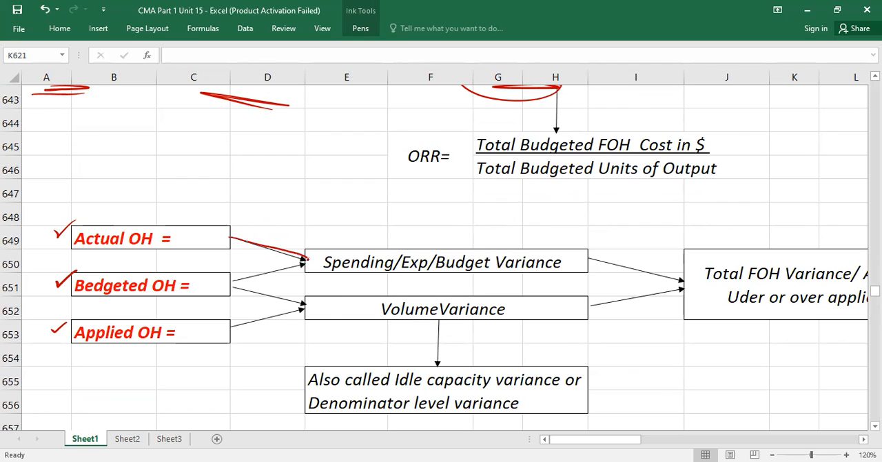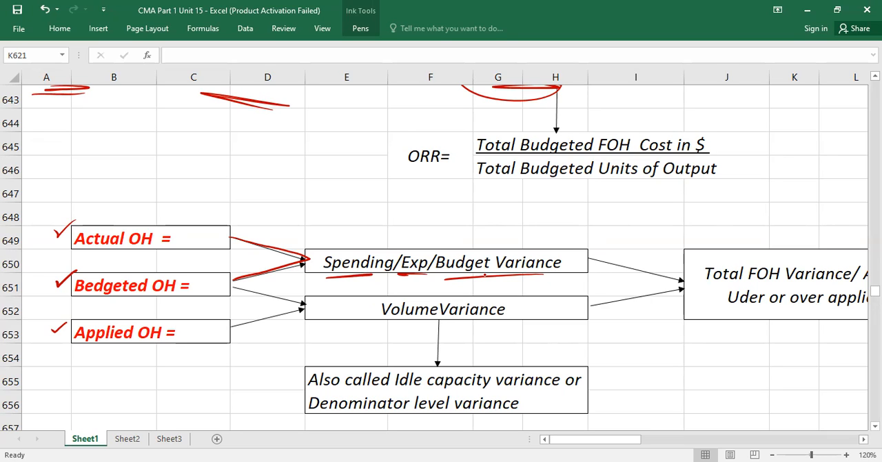Whenever you compare these 2 things, which 2 things? Actual overhead and budgeted overhead. Once you take the difference of these two things, actual overhead and budgeted overhead, this difference is variance. Which variance? It is called spending variance. It is called expenditure variance also. It is also known as budget variance. Maybe the question will ask you to calculate budget variance. Don't get confused. Budget variance means you have to take the difference of actual overhead and budgeted overhead.